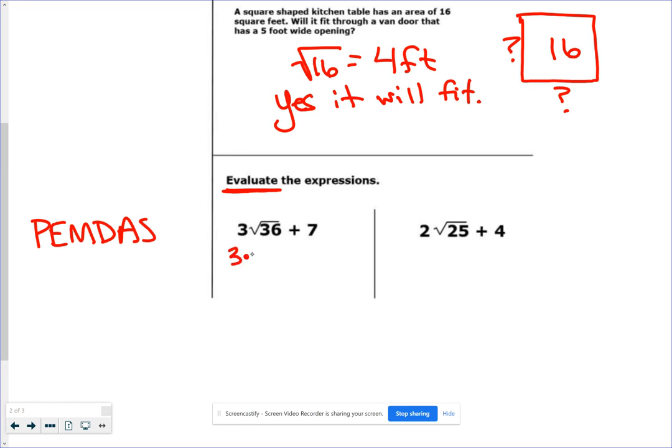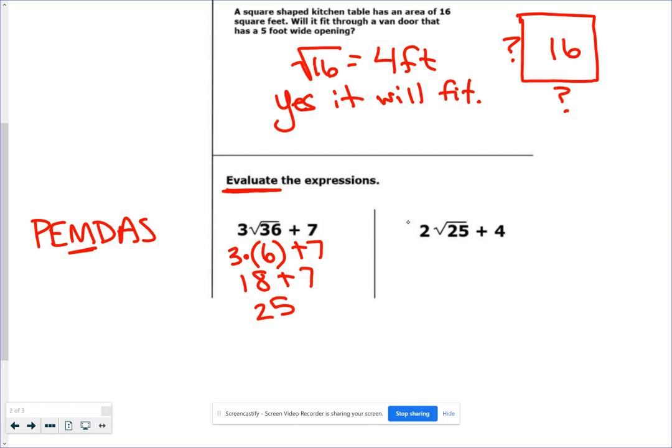So we have 3 times, well, what is the square root of 36? What times itself? That's 6, plus 7. All right, do I multiply or add first? We multiply first, according to PEMDAS. So 3 times 6 is 18, plus 7. So 18 plus 7 is going to be 25.